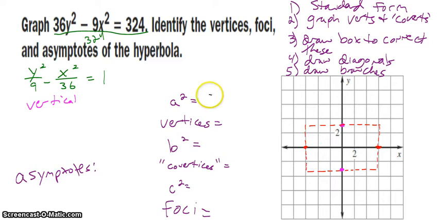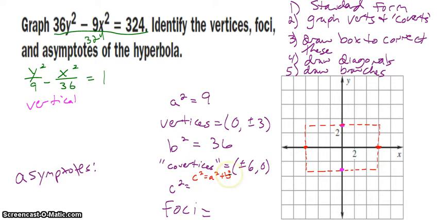So my a squared is 9, making my vertices 0, positive, negative 3, just like I graphed. My b squared is 36, making my sort of co-vertices positive, negative 6, 0. For my foci, remember I don't have to graph these, but I have that relationship c squared equals a squared plus b squared, minus in the equation, plus in my relationship. So I have 36 plus 9, which is giving me a c squared of 45.